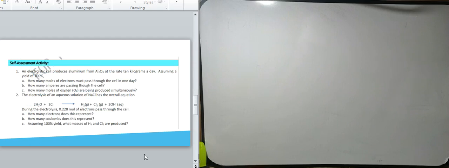Number 1. An electrolytic cell produces aluminum from aluminum oxide, Al2O3, at the rate of 10 kilograms a day. Assuming 100% yield, how many moles of electrons must pass through the cell in one day? Letter B, how many amperes are passing through the cell? And letter C, how many moles of oxygen are being produced simultaneously?